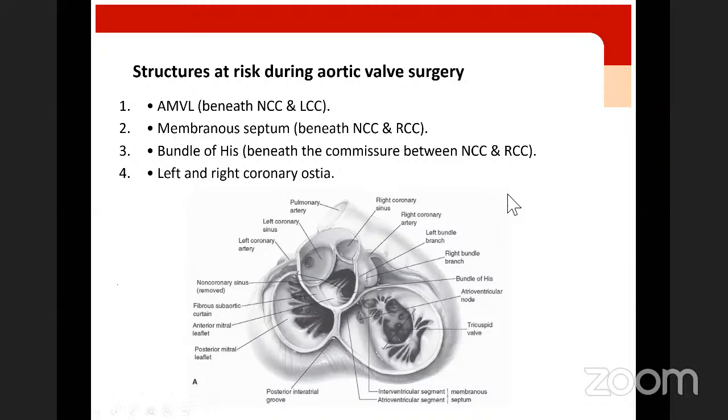surgery. This is a cross-section of the heart. This is posterior, this is anterior. This is the mitral valve on the left side. This is the tricuspid valve on the right side. This is the aorta with the three leaflets. The most anterior part is the pulmonary artery, the trunk of the pulmonary artery.